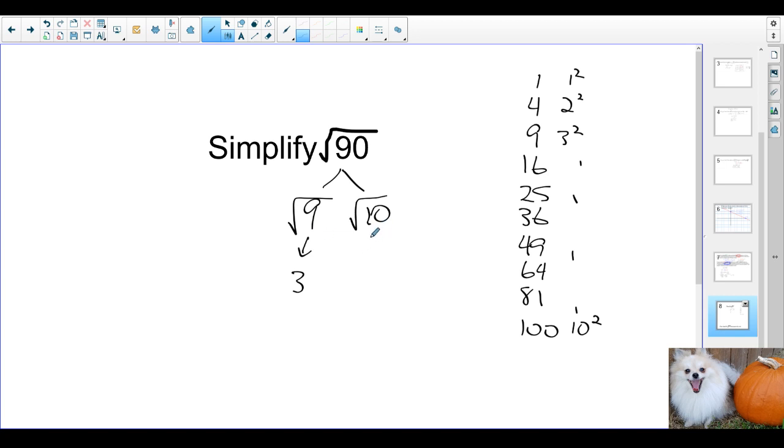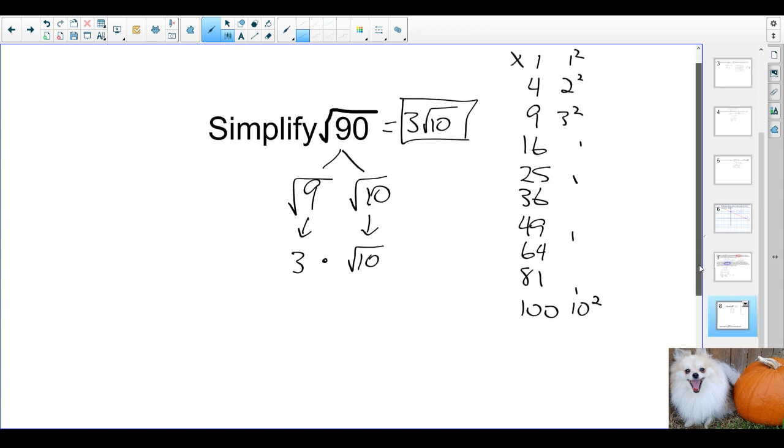The square root of 10, can we factor out any of these numbers besides 1? Don't actually try to factor 1, that doesn't change anything. Can I factor any of these other numbers from 10? No. So we can't do anything else with this, so we leave it, and then we put them back together. So the square root of 90 we can simplify as 3 square root of 10. And that's all you can do. You can factor out 5, but 5 is not a perfect square, so you leave it alone.